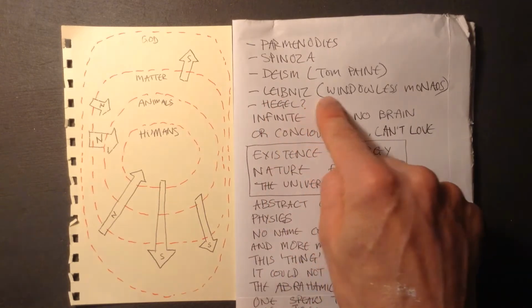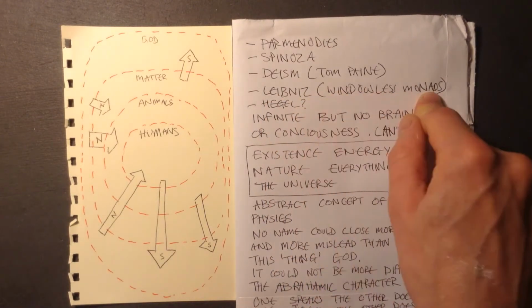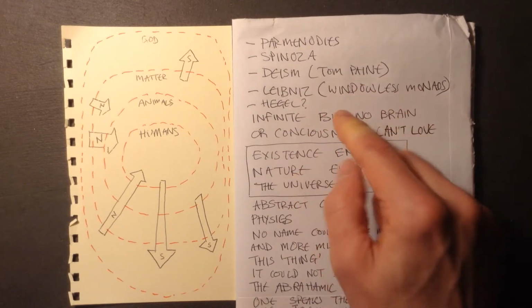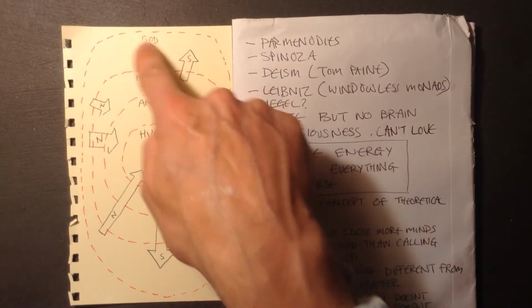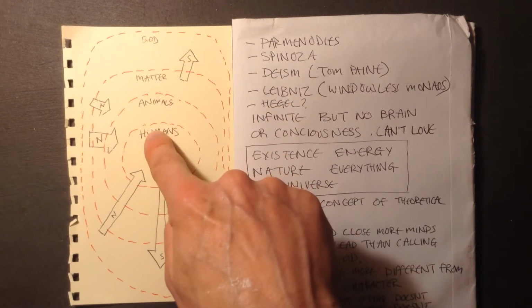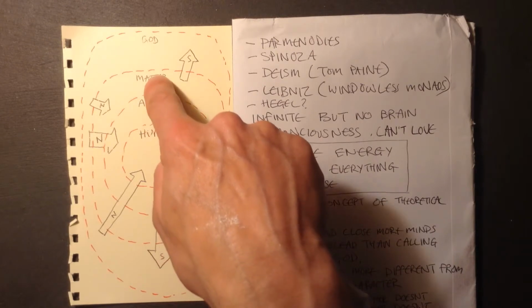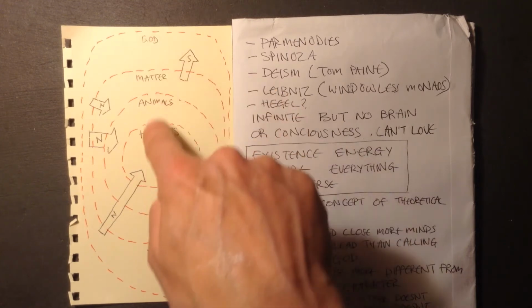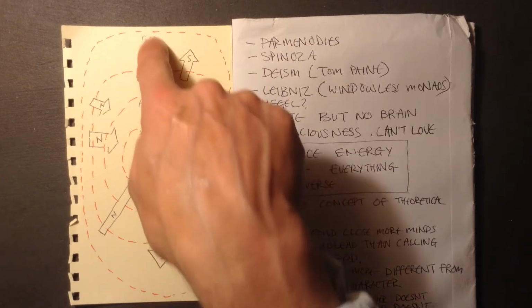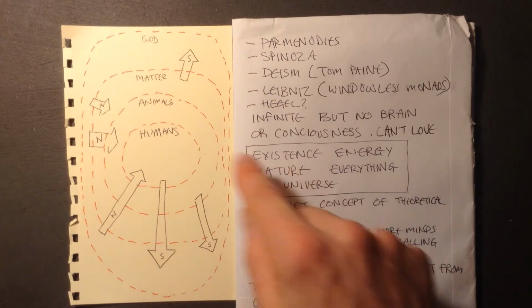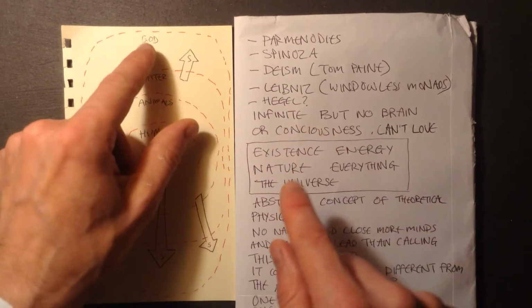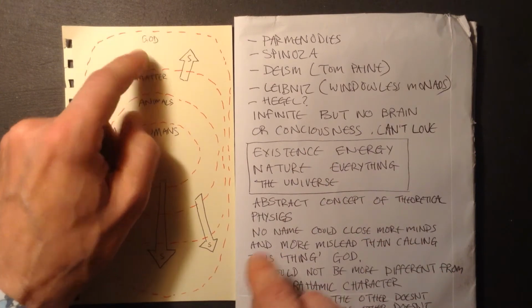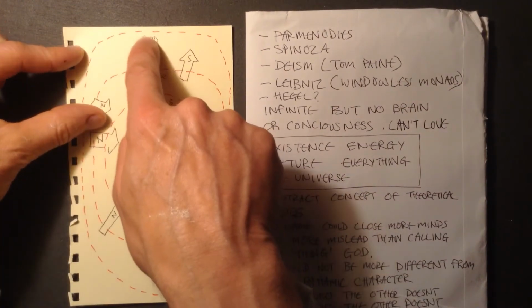If you look at Leibniz's windowless monads, that wouldn't really work, because Leibniz thought that some monads were dominant and some were less dominant, and so this thing is more inert than matter. We've got a conscious one here, and less intelligent, matter totally inert, and then suddenly it's absurd, the idea of consciousness suddenly springing into being as something becomes more inert away from the centre of this diagram. So this thing does tick the box in that it's infinite, but it has no brain or consciousness, and it can't love.